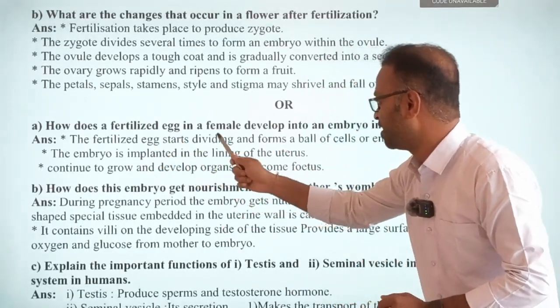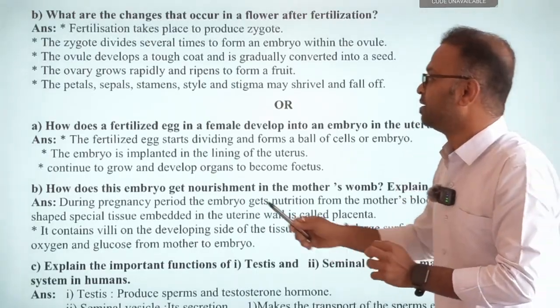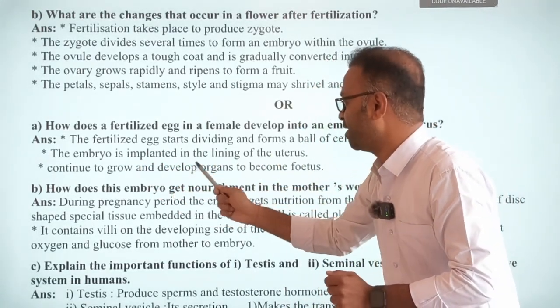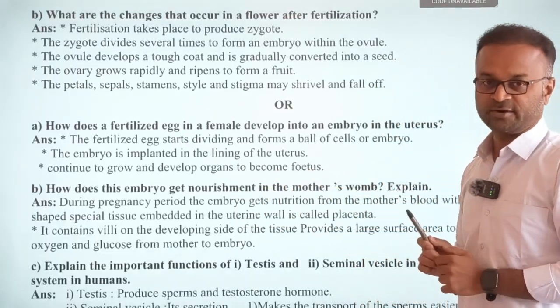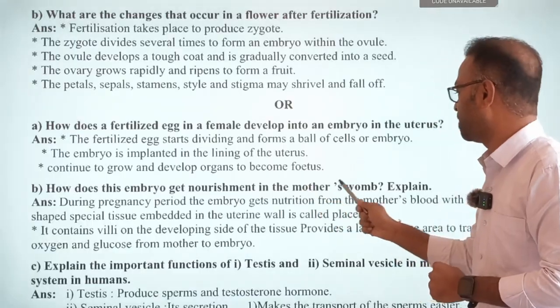The fertilized egg starts dividing and forms a ball of cells, the so-called embryo, inside the oviduct. The embryo is implanted in the lining of the uterus, continues to grow and develops organs to become the fetus. The next sub question: how does this embryo get nourishment in the mother's womb? Explain.